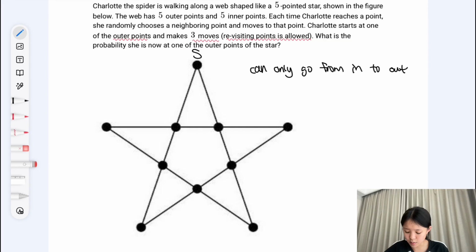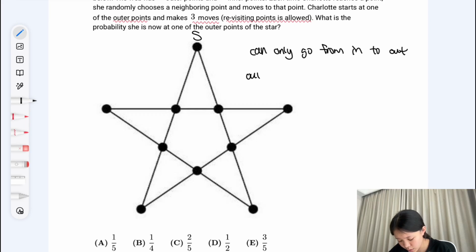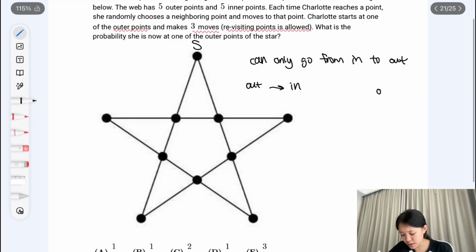So if you want to reach an outer point like this, you have to go from all of these 5 inner points. And so what that tells us here is that if she starts at this outer point as her initial point, she can only go to an inner point. And from an inner point, she can choose to go to an inner point or to an outer point. But because she wants to reach an outer point as the last solution, it means that in the middle, she must go to an inner point.